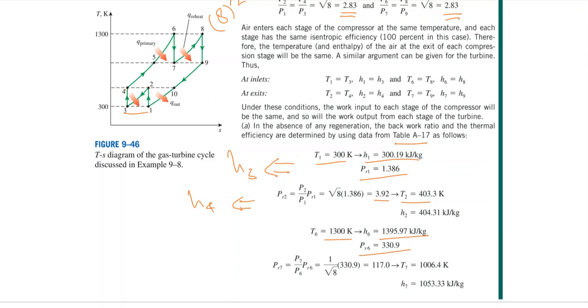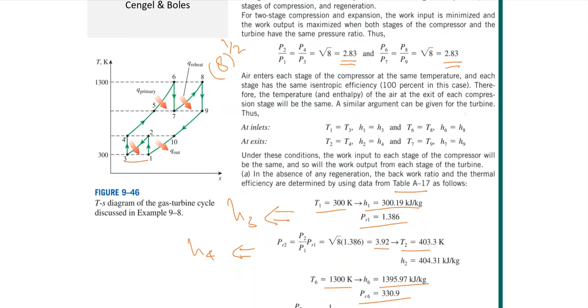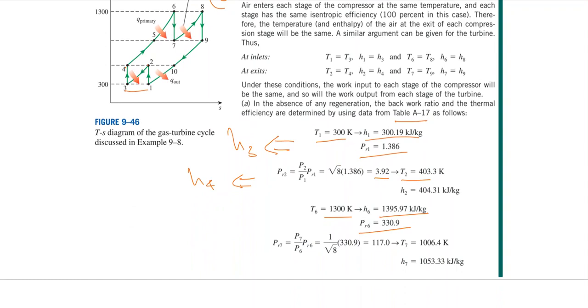Now using the same formula as we have discussed previously, PR7 over PR6 would be equal to P7 by P6. As we have been given P6 by P7 as root 8, it is 1 over root 8, or we can say 1 by 2.83. So multiplying by 330.9, we can find the PR7, which is 117.7.